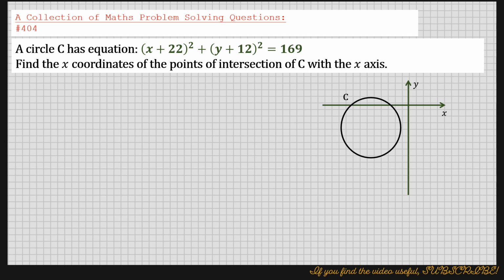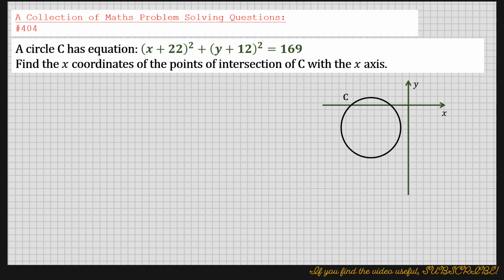A circle C has equation (x + 22)² + (y + 12)² = 169. Find the x coordinates of the points of intersection of C with the x-axis.